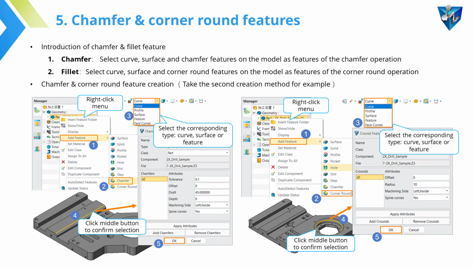Chamfer is that you can select the curve, surface, and chamfer features on the model as features of the chamfer operation. And turnaround is almost the same. You can select curve, surface, and turnaround features on the model as the feature of the turnaround operation. The creation methods are shown as below.